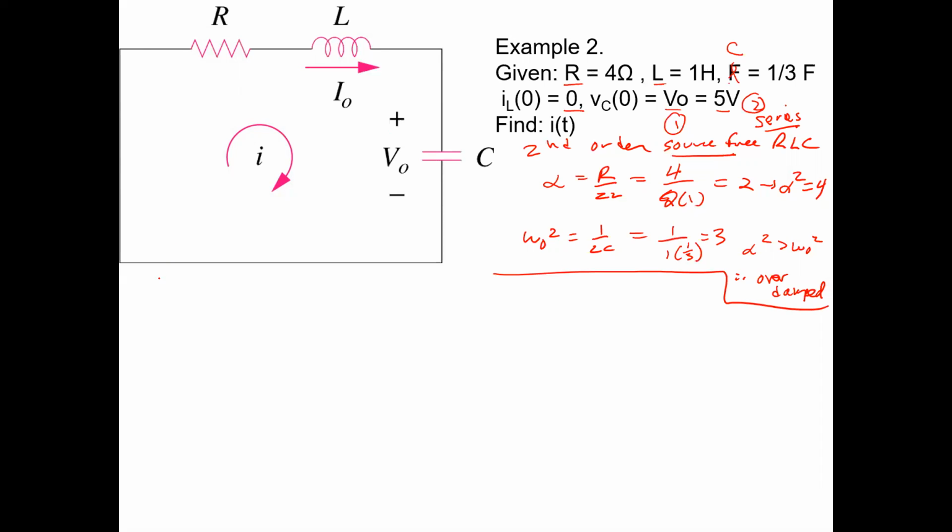And that means s1 and s2 are going to equal minus alpha plus or minus the square root of alpha squared minus omega 0 squared. That's going to equal minus 2 plus or minus the square root of 2 squared minus, what? Minus 3, not 3 squared. So that's going to equal minus 1 and minus 3. So it's minus 2 plus 1 and minus 2 minus 1.